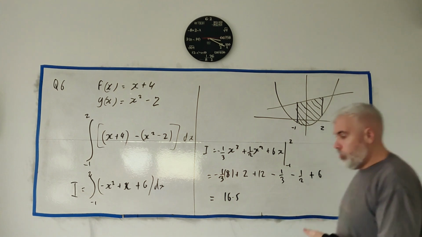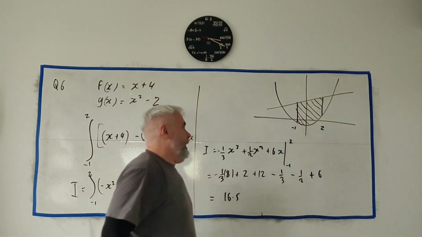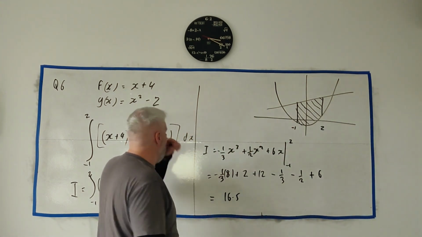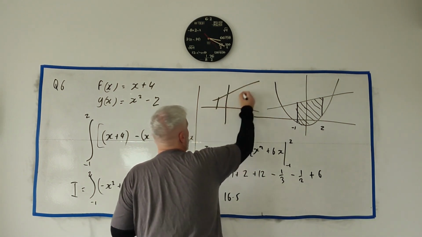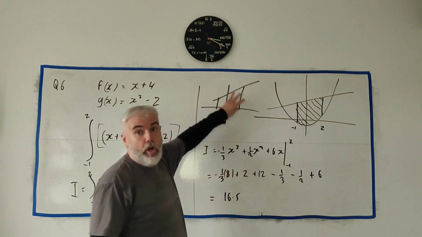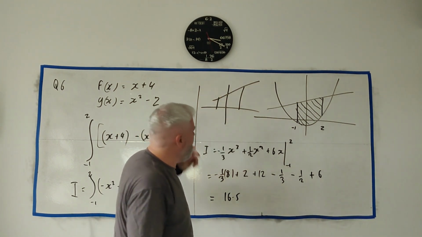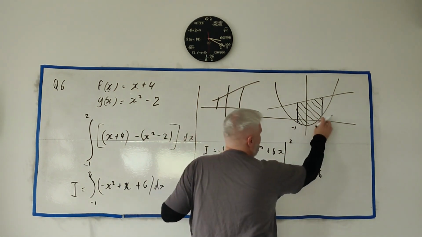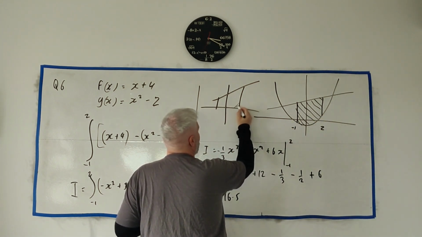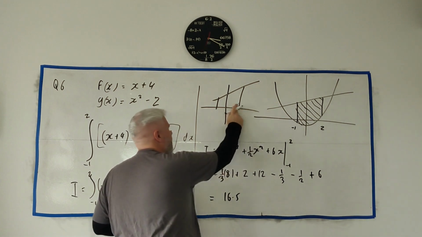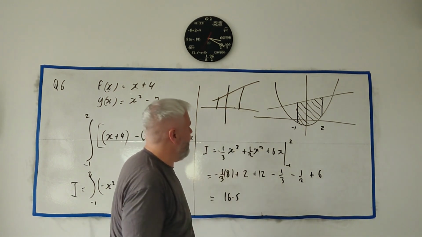Now let me just point out some of the errors some students could have made. A lot of students like to break this up, and they could have got the area under this curve on its own, and that would have been okay, except you would have got a little extra area here. You don't want this area down here, but you would have got it. Anyway, that's fine. That would have given you an answer there.